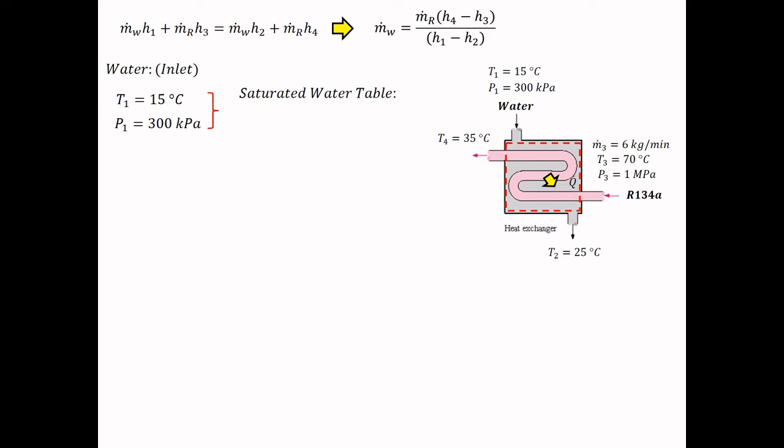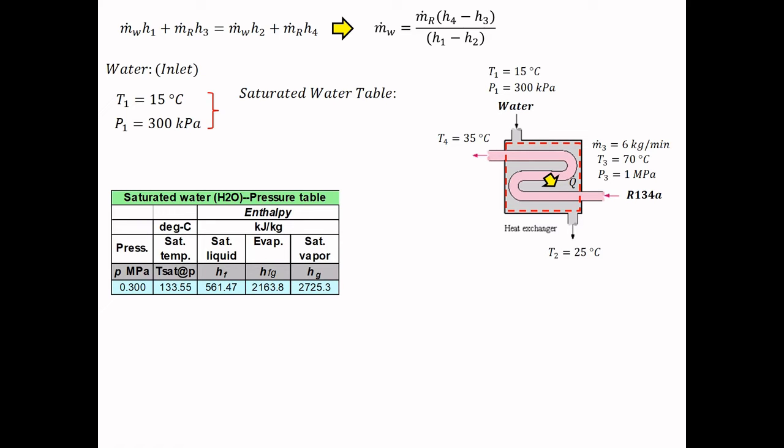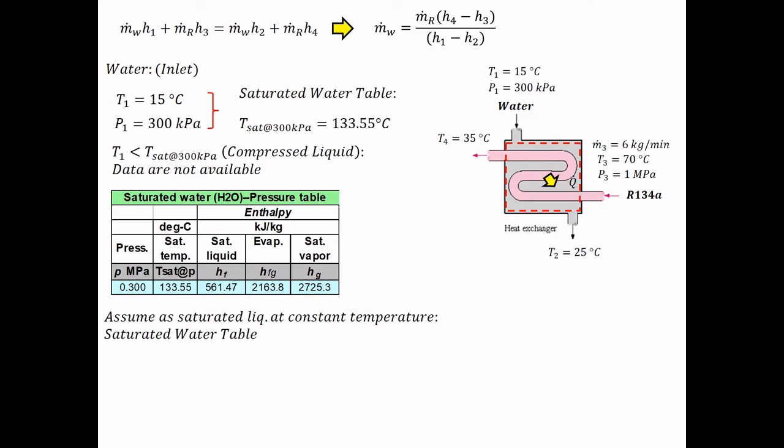Okay, so from the saturated water table, find out the value of T saturated for comparison. T saturated at 300 kilopascal is equal to 133.55 degrees Celsius. Compare with the value of T1 given. So T1 is lower than T saturated at 300 kilopascal, so the phase will be compressed liquid. However, the data are not available.